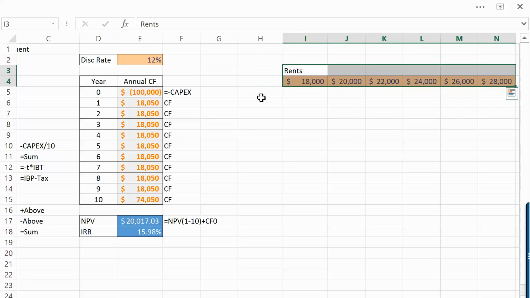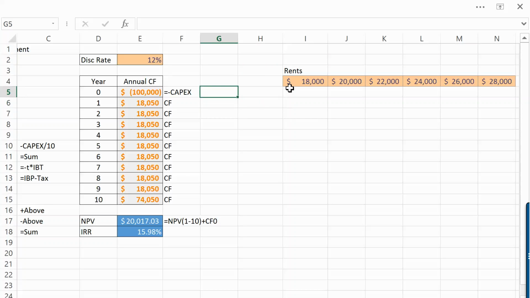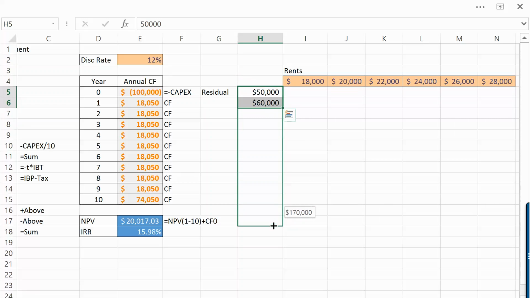I could vary, say, the residual. And so what's the property going to be worth in 10 years? It would say at the worst case it's worth $50,000, and at the best case, incrementing by 10,000, maybe it could be worth as much as $180,000.